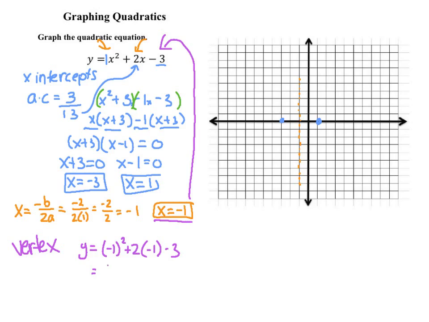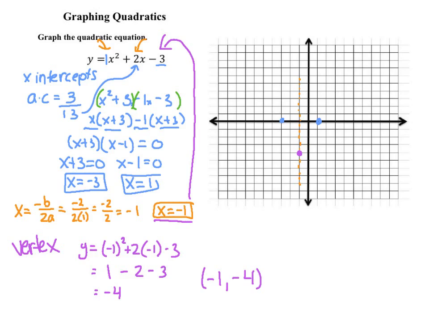When I simplify this, I get 1, and then minus 2 minus 3. When I simplify that, I get negative 4. So my vertex is going to be at negative 1, comma, negative 4. So going to the graph, I go to negative 1, and then negative 4. Notice that when you draw the vertex, it's always going to be on the line of symmetry. And that's why we found the line of symmetry first.